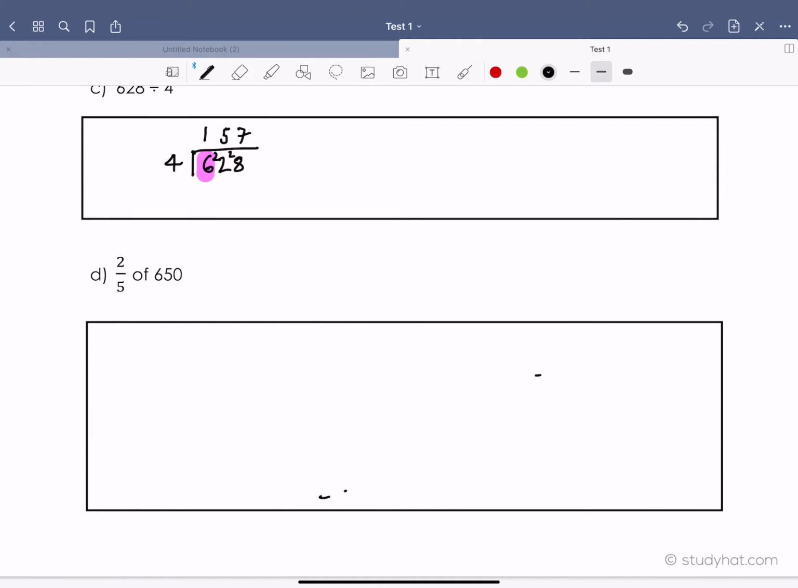Now, with this one, when we see the word of, we can think of it as times. So what we're saying here is, can we do 2/5 times 650? So when we want to multiply with fractions, we need to get both of them as fractions. So we'll rewrite this as 2/5 times 650 over 1, because that's the equivalent fraction. Then we're going to multiply the top together, and we're going to multiply the bottom.